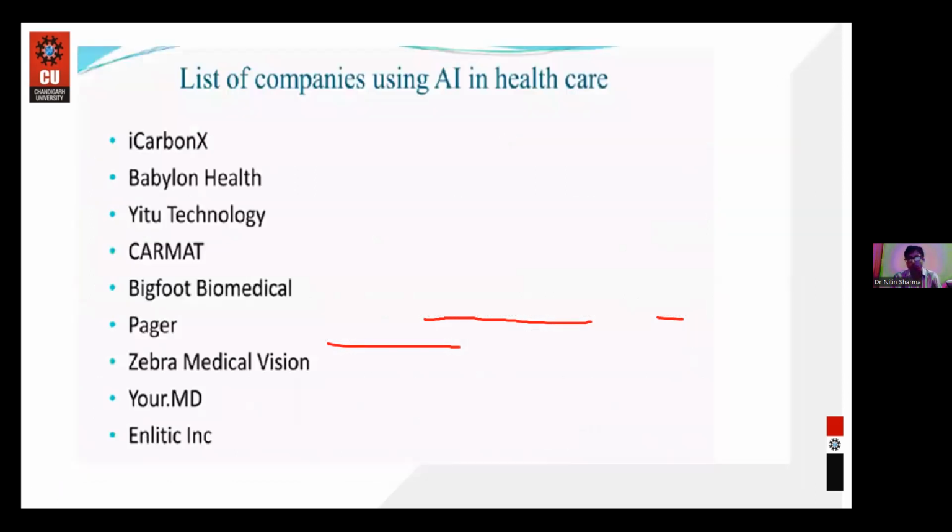Now, the list of companies using AI in healthcare. These are the companies which are using AI in healthcare: iCarbonX, Baby Leon Health, Y2 Technology, Carmet, Bigfoot Biomedical, Pager, Zebra Medical Vision, UR.MD, Analytic Incorporation. So this is not the limit. As you are in this field, you might know more company names which are using AI, right? I feel this is important, so I just added it here.